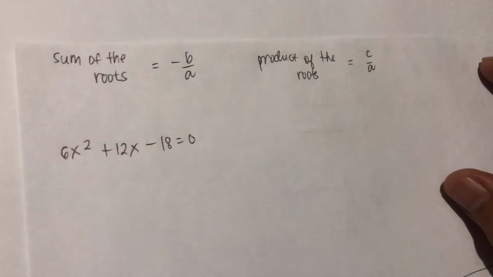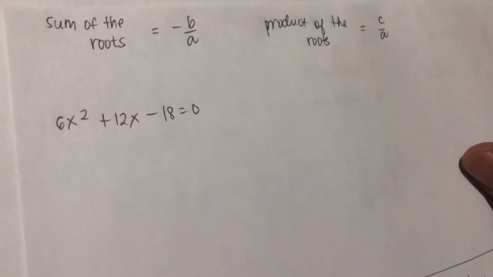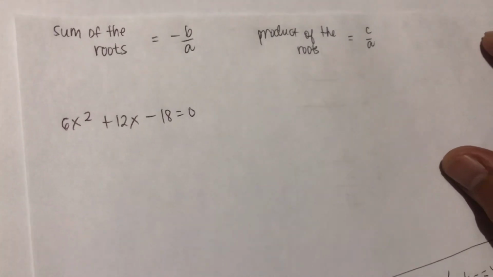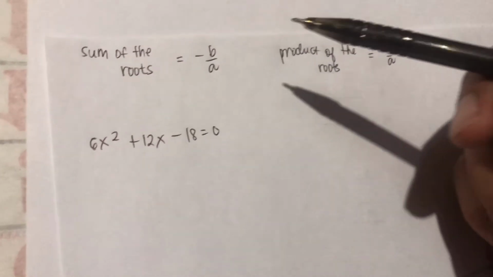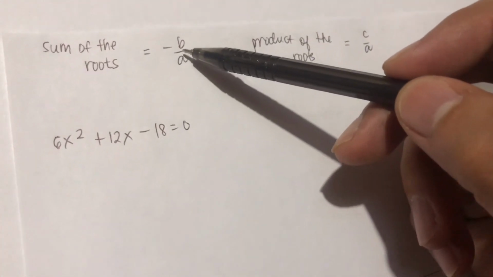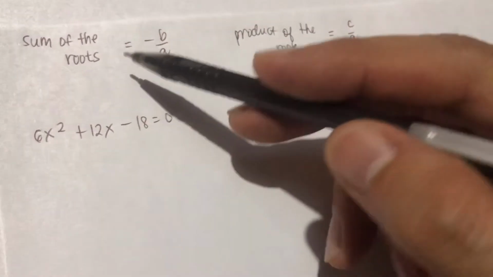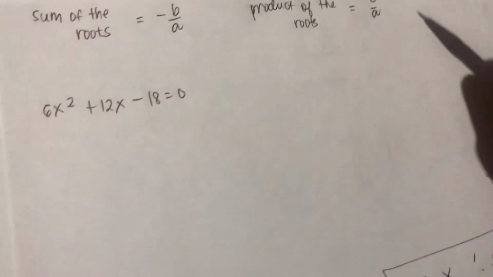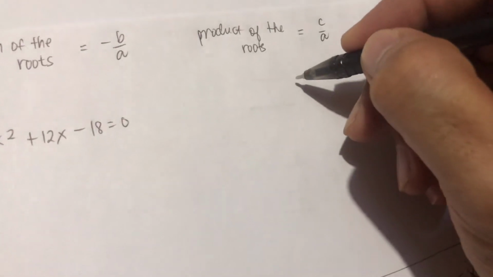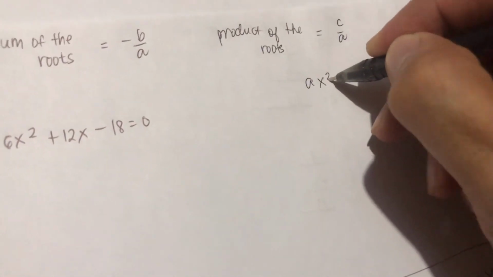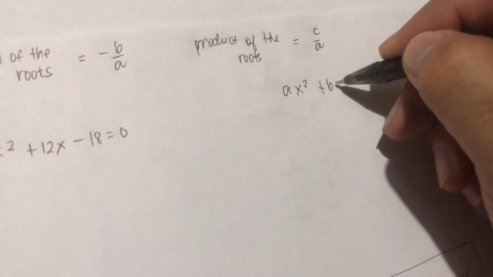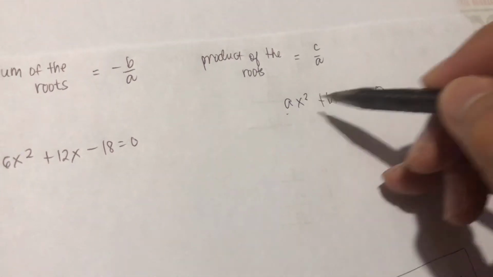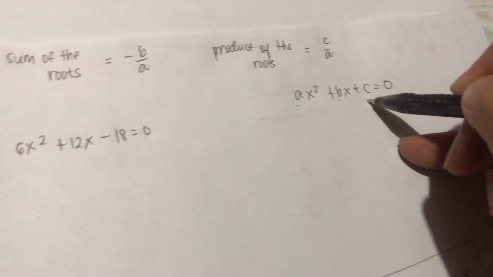Okay? Alright, suppose we are required to find the sum of the roots and the product of the roots. Don't worry guys, meron tayong formula. We have here negative b over a for the sum of the roots, and for the product of the roots, we have c over a. So alam naman natin that if your equation is already in standard form, ax squared plus bx plus c equal to 0, ito si a, ito si b, ito si c, then madali na lang.